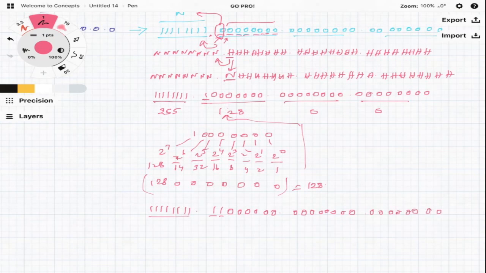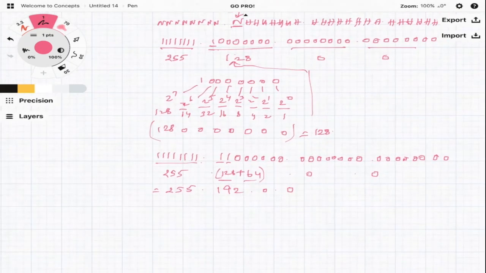Okay, now this is the same 255. Now what is this? This is nothing but 128 plus 64. The remaining are all zeros. This is equal to 255.128, and 64 is nothing but 192. So it is 255.192.0.0.